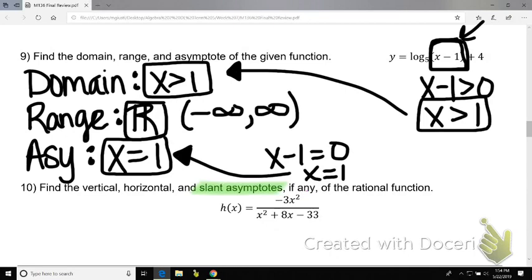Okay, so I wanted to point that out. You could go ahead and write that down. But you will still be expected to find your vertical and horizontal.